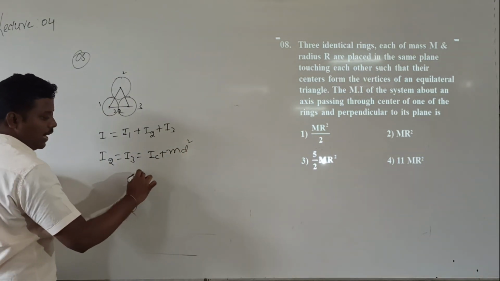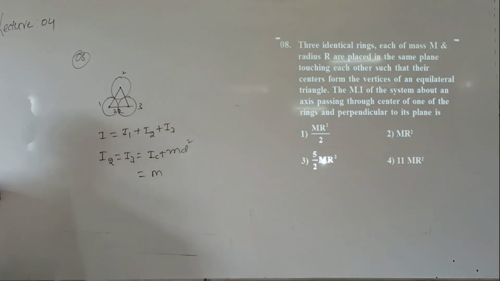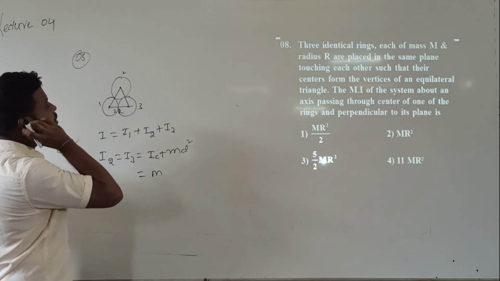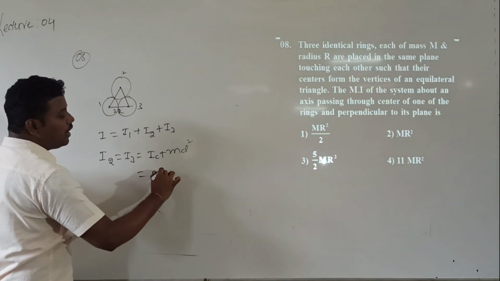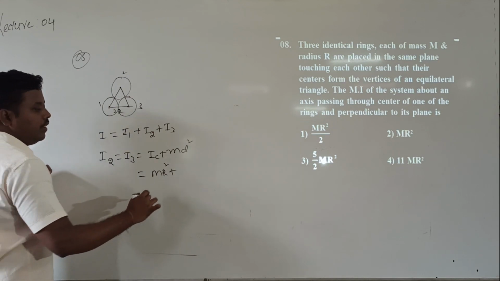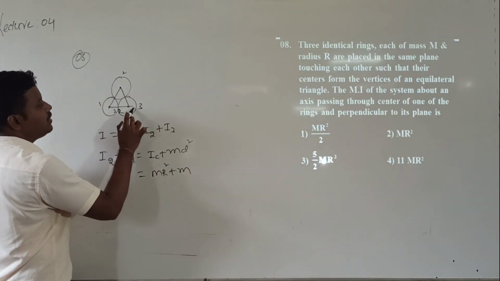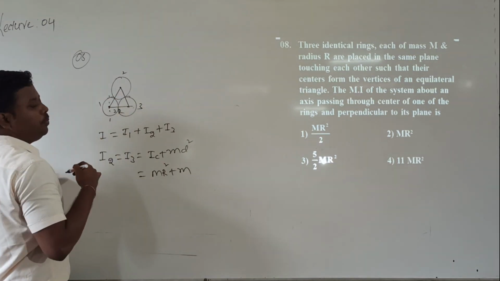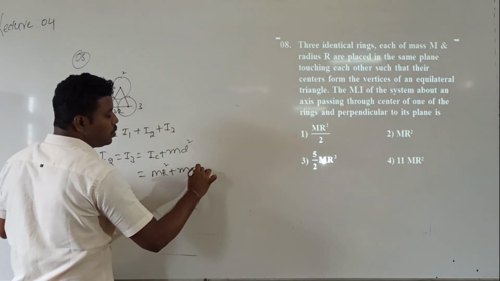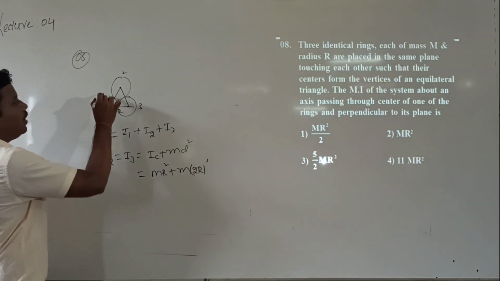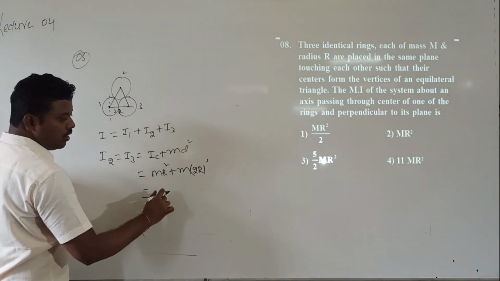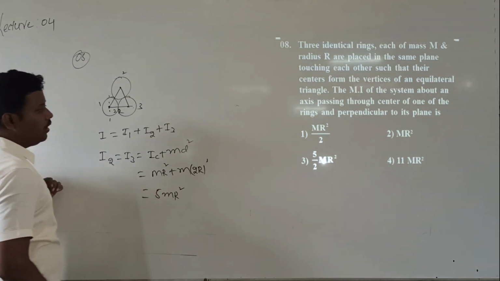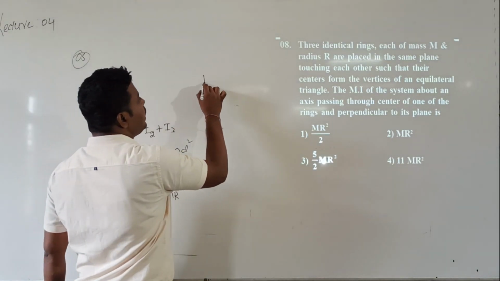Correct? IC is the moment of inertia of the circular ring about an axis passing through its center, perpendicular to the plane. The formula is m r square, plus m into the distance between the two axes, squared. The perpendicular distance is 2r, so m d square is 2r whole square, which is 4 m r square. Plus m r square gives 5 m r square. Now tell me how can I get the total moment of inertia?